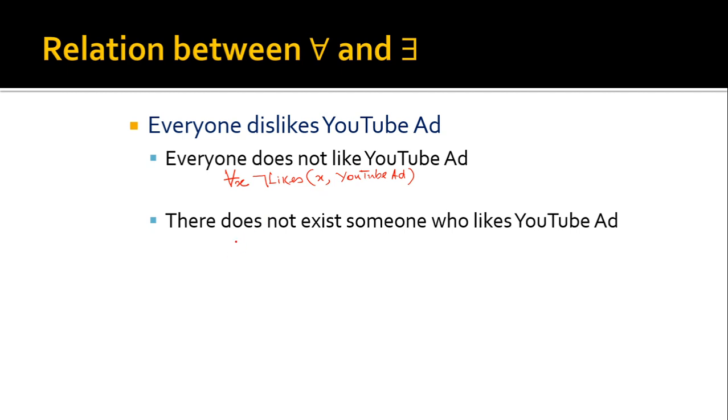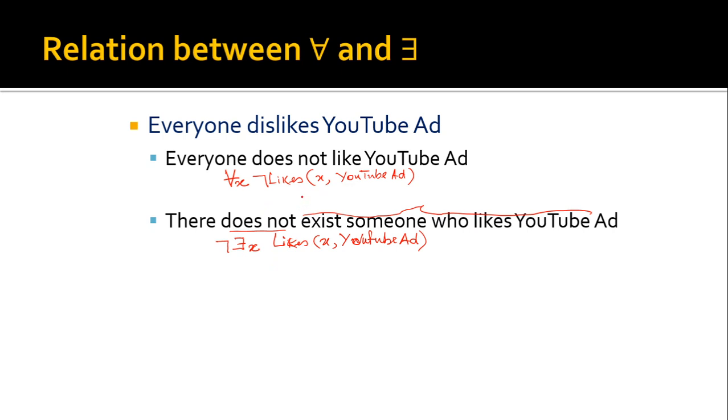So first let us model there exists someone who likes YouTube ad. How do you write that? We write something like this: there exists x likes x YouTube ad. And you have to put negation on the entire thing because this not is covering this entire statement. So you can write the same thing in this way.